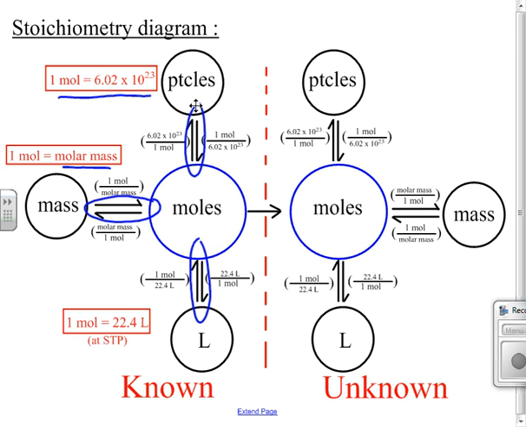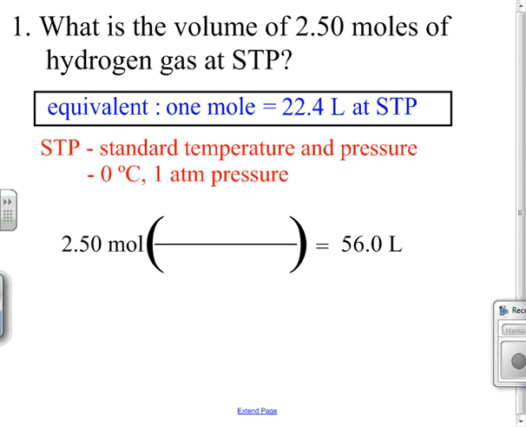equals 22.4 liters. When you're going from liters to moles, you're going to divide by the 22.4, and when you're going from moles to liters, you're going to multiply by the 22.4 liters per mole. So if I asked you, what is the volume of 2.50 moles of hydrogen gas at STP?